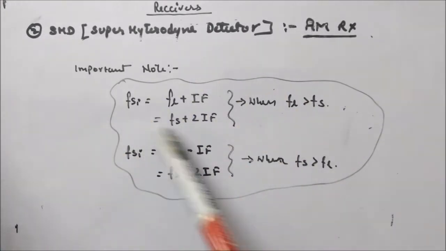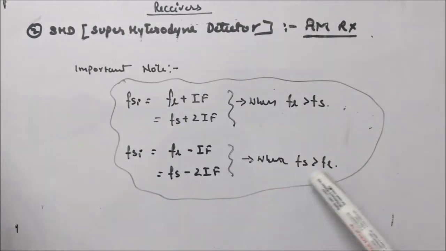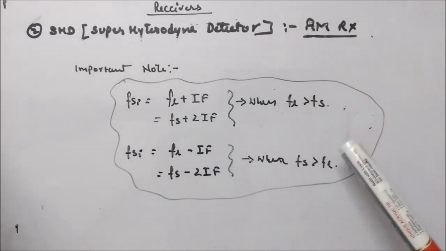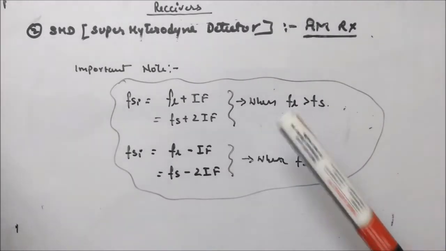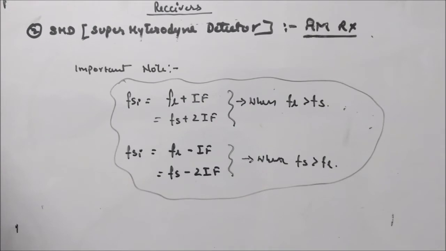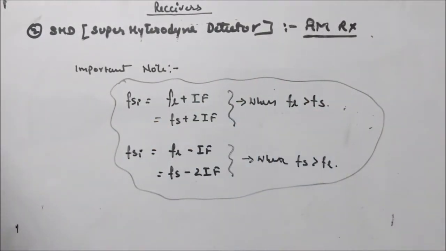Mostly you will use the first formula, but sometimes you will use this one. So just check whether the station frequency is higher or the local oscillator frequency is higher, and then apply these formulas, because this FSI calculation will affect your image rejection ratio as well.